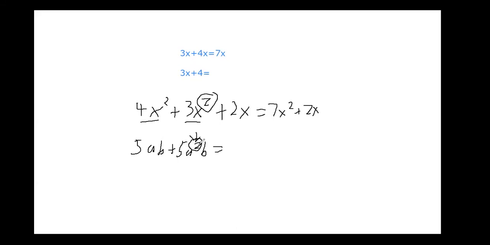Because of that square. If we were to add the square to the a here, if it was 5a squared b plus 5a squared b, that would be 10a squared b. Okay, if both of these had squares.